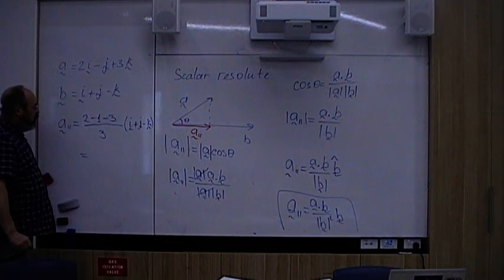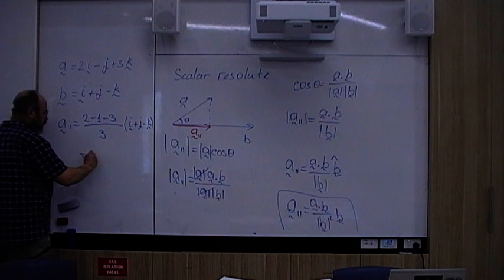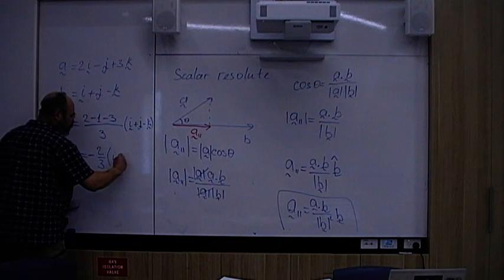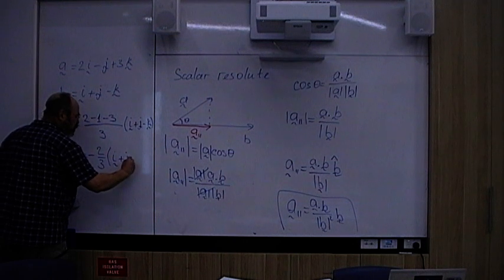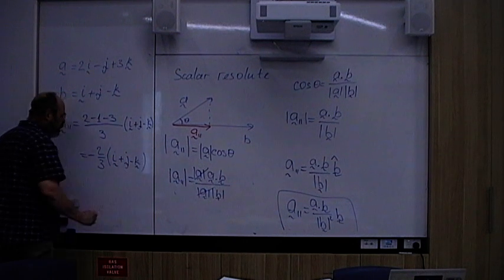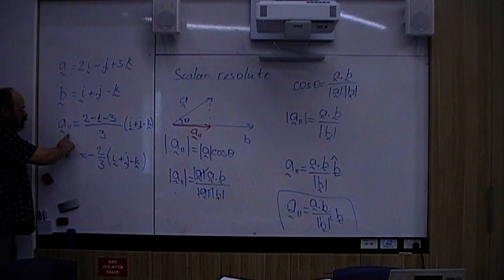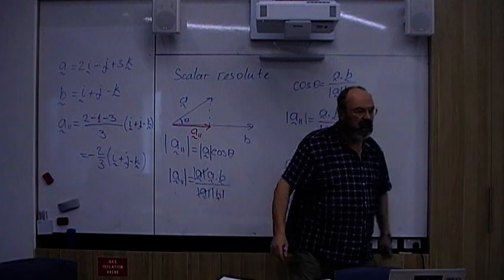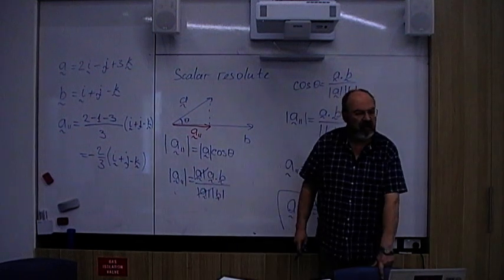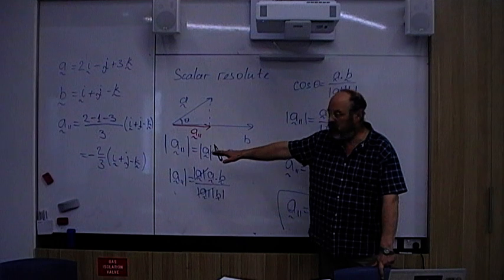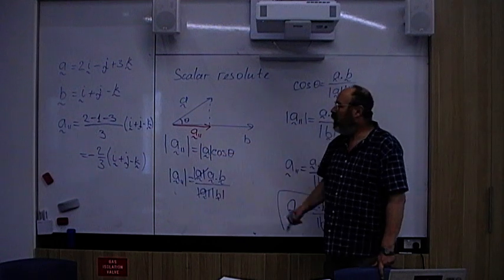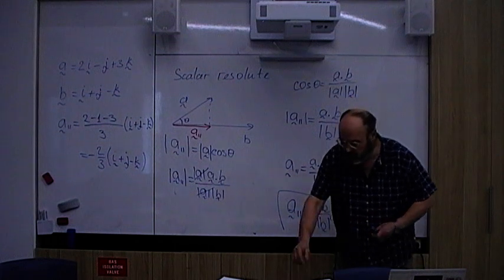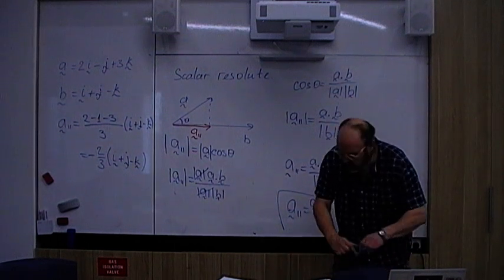Simple math, 2 minus 4, we get negative 2/3 i plus j minus k. So this is the resolution of vector A in the direction of vector B. Does it make sense how I found it? Now, how do we find the perpendicular resolute? The perpendicular resolute will be this vector.